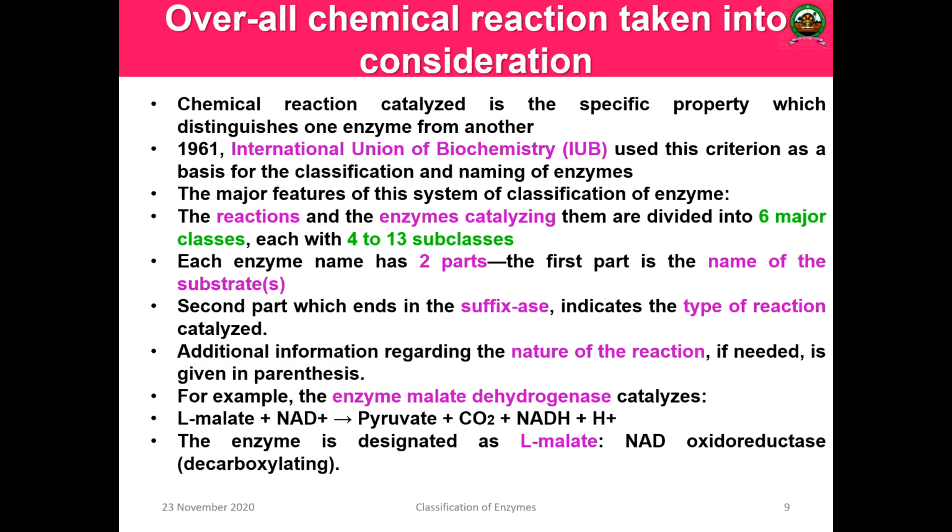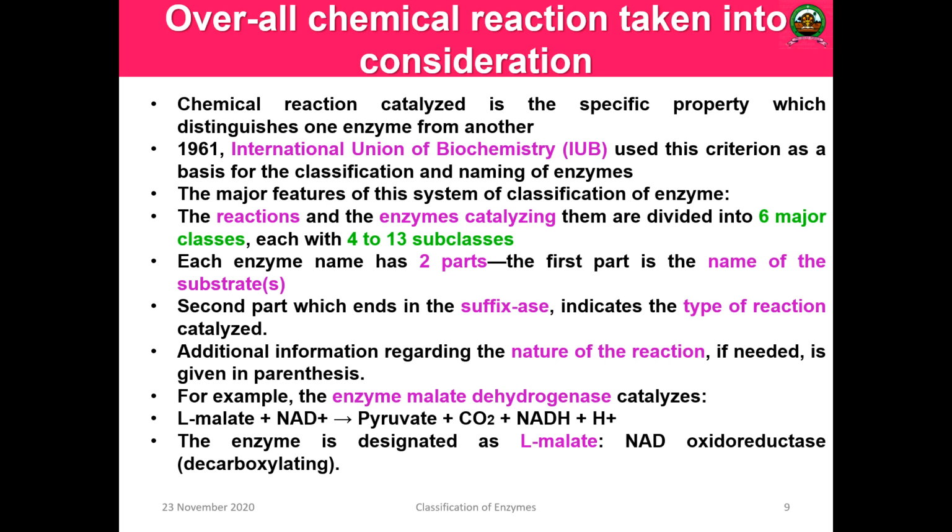Then the last and very important one is the overall chemical reaction taken into consideration. This is a very well studied classification criterion of enzymes. The chemical reaction catalyzed is the specific property which distinguishes one enzyme from another. So enzymes are classified based on the nature of the reaction they catalyze, and this helps to differentiate one enzyme from another.